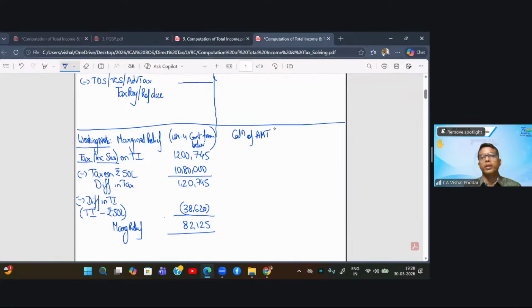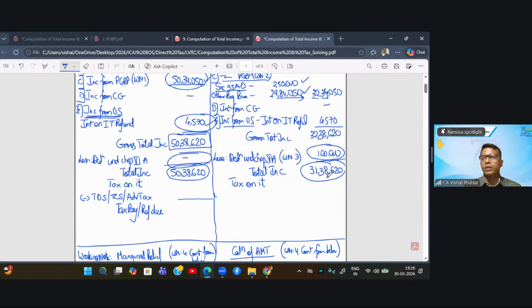calculation of AMT. Working note 4 continued from below. Now students, what does AMT say? AMT says that if you are other than a company and you have claimed any special deduction either under 10AA or 35AD or 80JJAA, then you have to recompute your income as per AMT. So I will start with this total income. Now, what is your total income over here? 31,38,620.